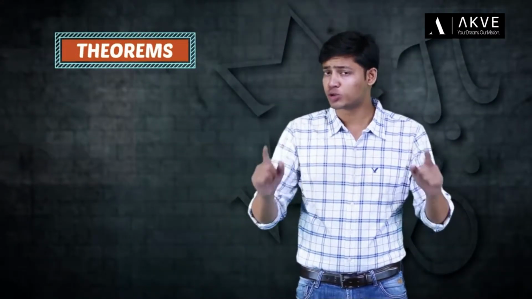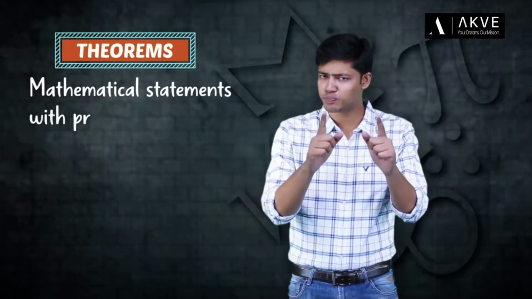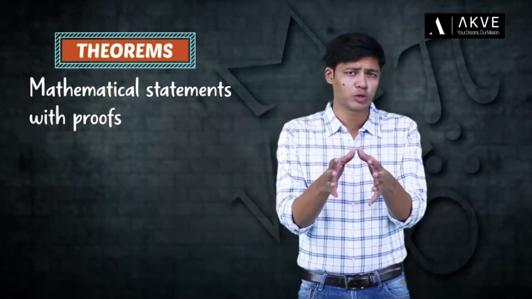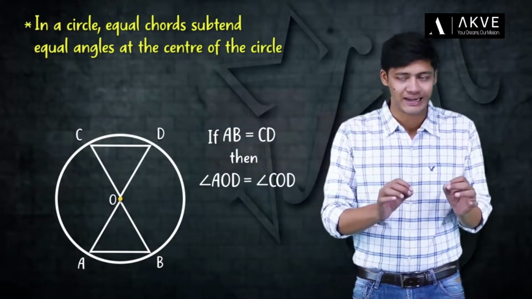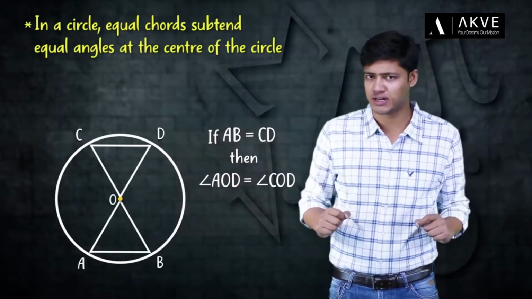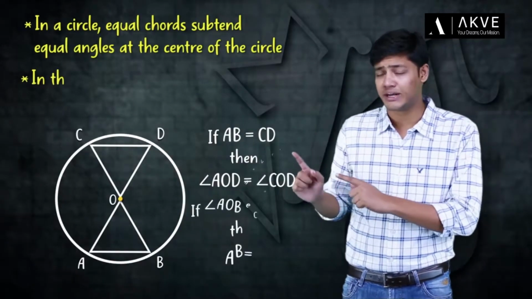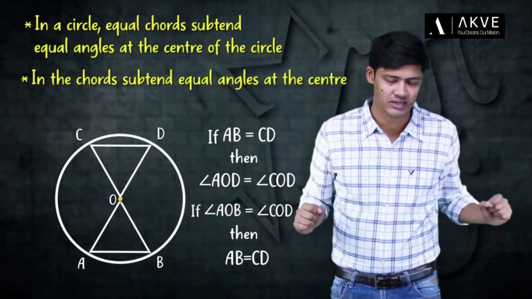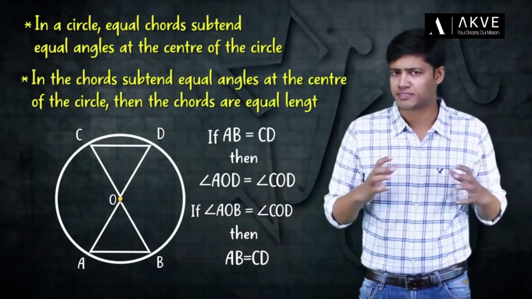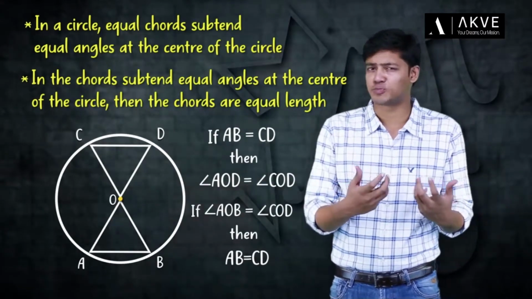Hello friends, we have been discussing some interesting facts and properties related to circles. Some properties were proved mathematically and so we named them theorems. So theorems are mathematical statements with proofs. The theorems that we proved in our earlier video were: in a circle, equal chords subtend equal angles at the center of the circle, and if chords subtend equal angles at the center of the circle, the chords are of equal length. In this session, let's explore some more theorems.